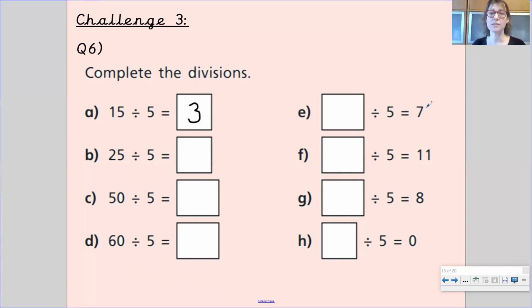With these ones, it's the other way around. So you're going to need to start with 7 fingers and count in 5s: 5, 10, 15, 20, 25, 30, 35. So these ones, you're going to count until you get to this number. And with this one, you're going to count your fingers first. Okay, so these ones are your multiplication ones. I'm going to put that in brackets so you remember.